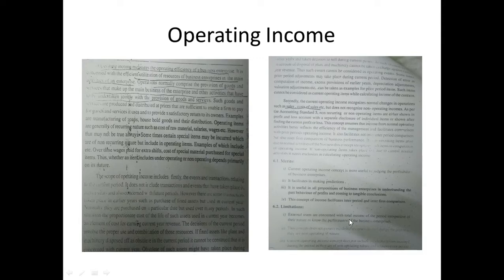External users are concerned with total income of the period, irrespective of the nature, to know the performance of the business enterprise. See, a bank is not interested only in your operating income. Possibly it's interested in what other ways you would earn incomes. So this is one problem which is there with your operating income.